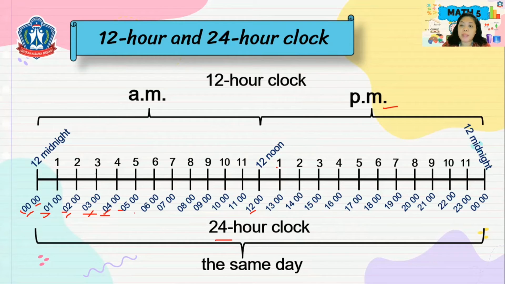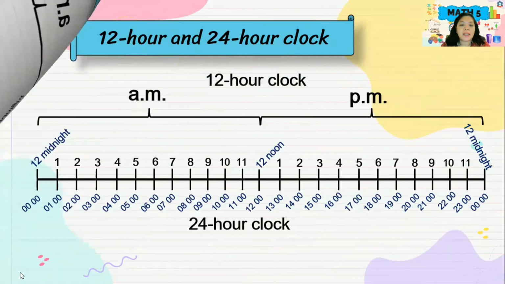But if it's already 1 p.m. in the 12-hour clock, in the 24-hour clock, that's already 13 o'clock. So we will read 13 o'clock, 14 o'clock. Then during night time, we have 18 o'clock or 1800. This means it's already night time. And the day ends at 12 midnight. So we will go back to 00 o'clock. Some clocks use 24 hours, but most of the time, for 12 midnight, we will use 00 hour or 00 o'clock.